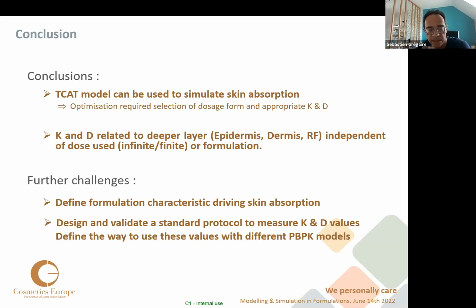The other main difficulty is that all models do not use the same kind of parameters. Have in mind that for the TCAT models, the partition and diffusion coefficients are normalized to water, whereas for other PBPK models, the partition coefficients are defined between contiguous skin layers, meaning the partition coefficient between epidermis and dermis is defined as the partition coefficient between epidermis and dermis for MSIF. But for TCAT, it's the partition coefficient between water and epidermis, or between dermis and water.